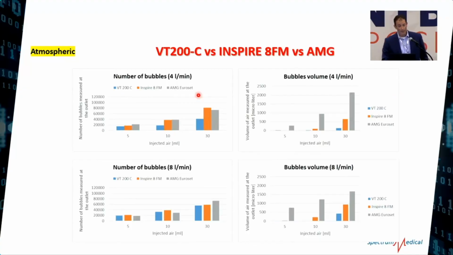And this is under atmospheric conditions, so we're not even talking about hypobaric right now. We're just talking about basic oxygenator design in terms of which oxygenators can handle the most amount of air. We looked at the VT200, in blue, and then the Inspire and the AMG, which were orange and gray. You can see even just under atmospheric conditions, from a design standpoint with centrifugal inflow to the top of the oxy as well as outflow to the bottom, we were able to mitigate the amount of air that was passing through the system.